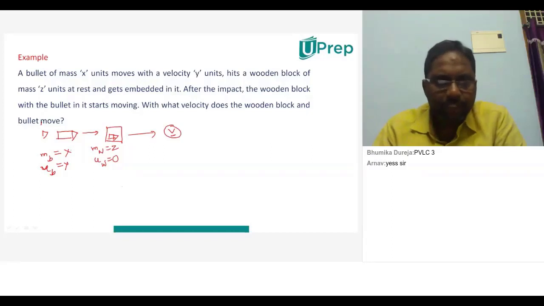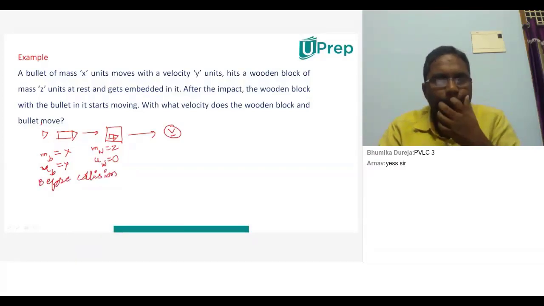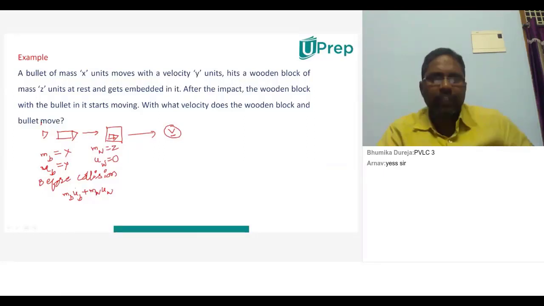Now tell me, I'll write here clearly. Before collision. Collision means generally hitting, no? So before collision, I'm writing total momentum like this. Can I write like this or not? Is it right or wrong? mb ub plus mw uw. Is it right or wrong? mb ub is what? Tell me, Arnav. Sir, x plus one.